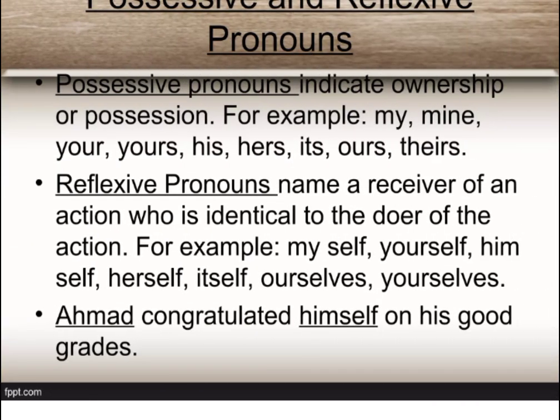Possessive and reflexive pronouns. Possessive pronouns indicate ownership or possession. For example, my, mine, your, yours, his, hers, its, ours, theirs. Reflexive pronouns name a receiver of an action who is identical to the doer of the action. For example, myself, yourself, himself, herself, itself, ourselves, yourselves. Ahmad congratulated himself on his good grades.